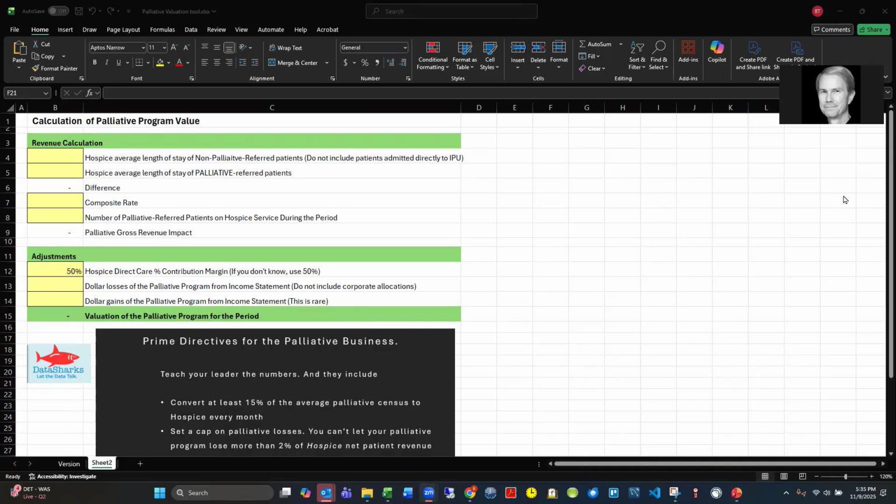Right about after I say this part down here, set a cap on your palliative losses. You can't let your palliative program lose more than 2% of hospice net patient revenue.